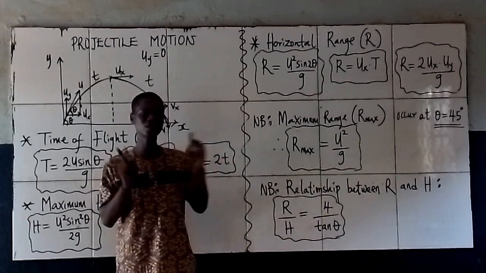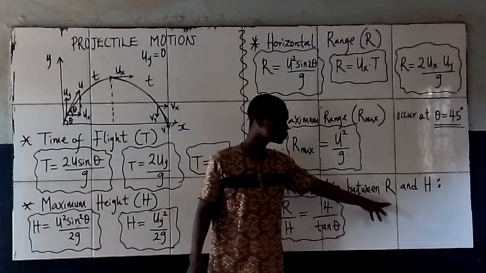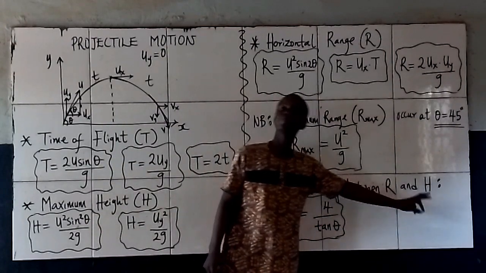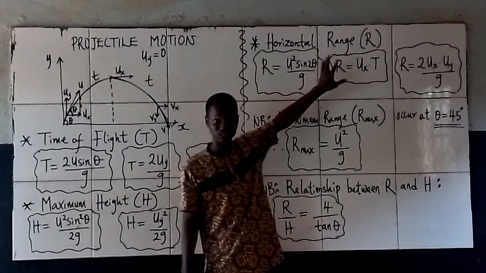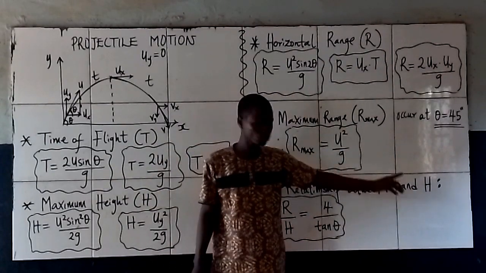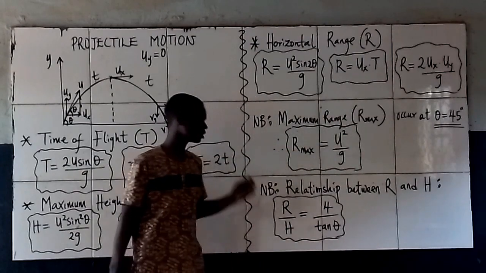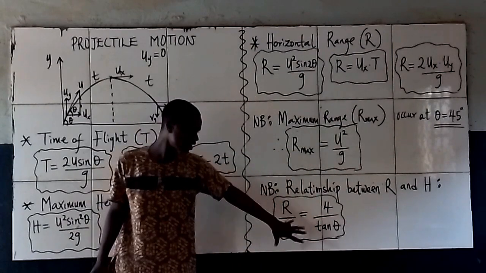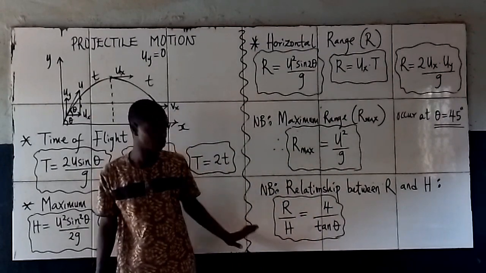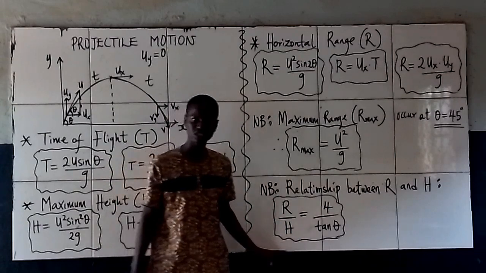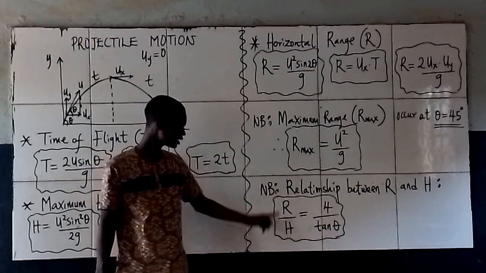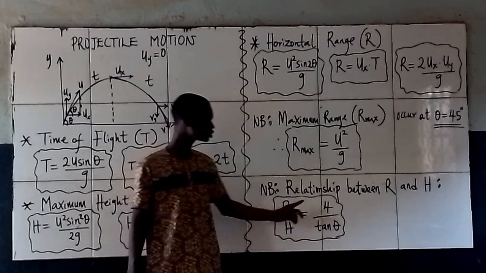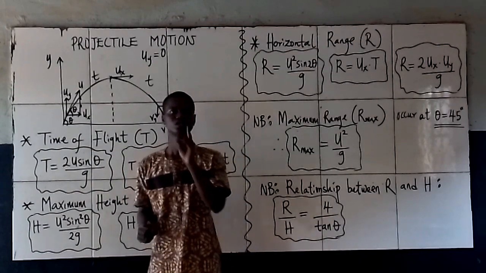Now there's a relationship between horizontal range and maximum height. And I did not say maximum range, I said the normal range. Horizontal range, R, and maximum height, H. What is that relationship? I simplify it further like this so that it will look easier for you to learn. R over H equals 4 over tan theta. I repeat, R over H equals 4 over tan theta. So this is where you use it.